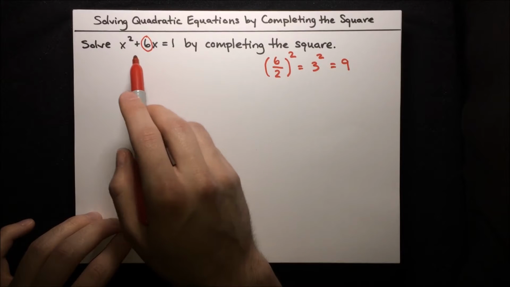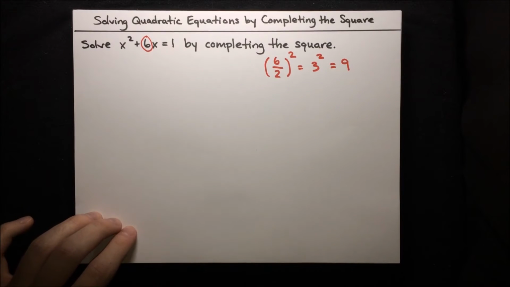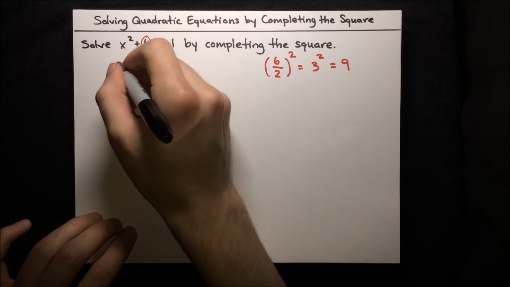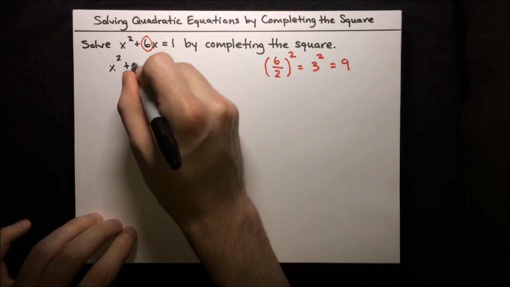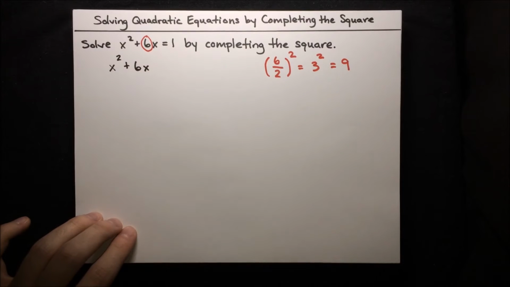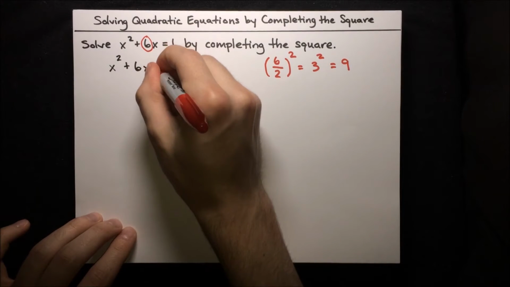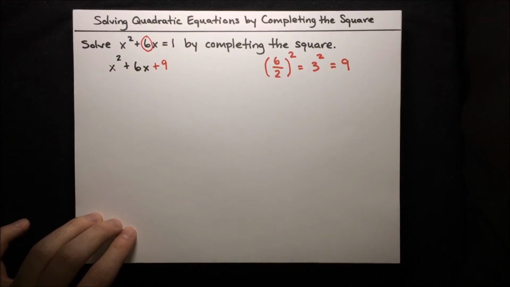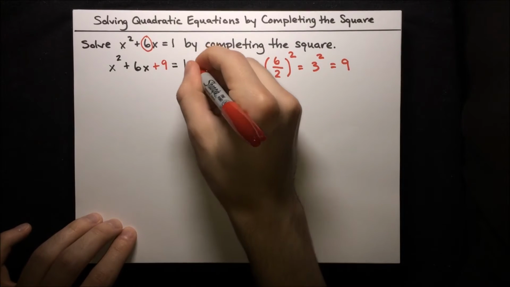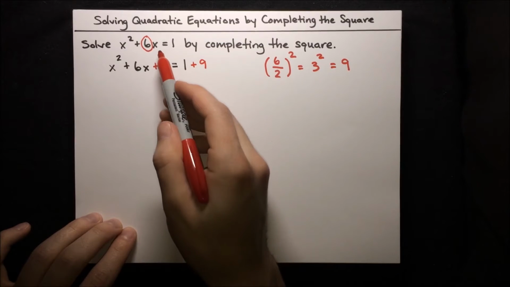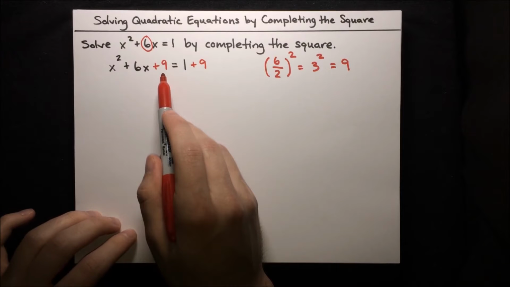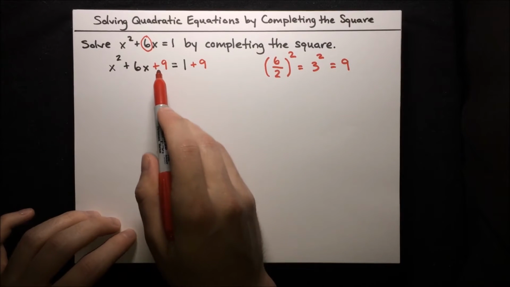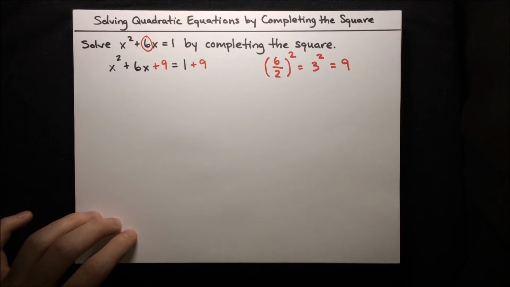So 9 is the number that we have to add to the left-hand side in order to complete the square. But remember that this is an equation that we're working with now, so we're going to have to add 9 to both sides. So let's write this again, but add 9 to both sides. So x squared plus 6x, and then plus 9 on the left-hand side equals 1, and then plus 9 on the right-hand side. Okay. So now this is equivalent to the original equation, but now we can go ahead and factor the left-hand side into a perfect square. So let's do that.